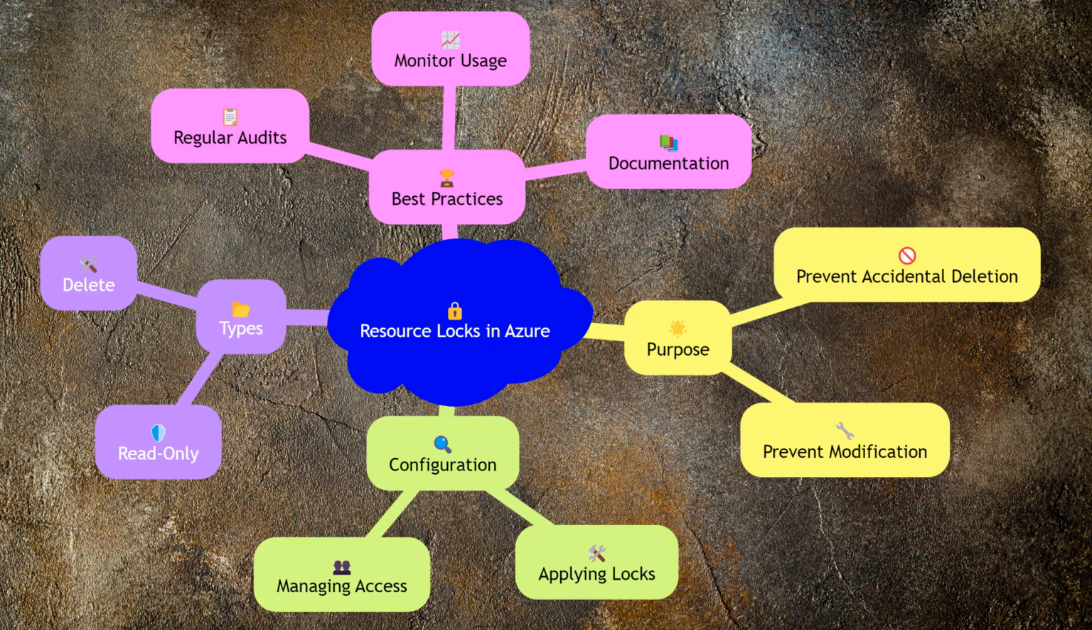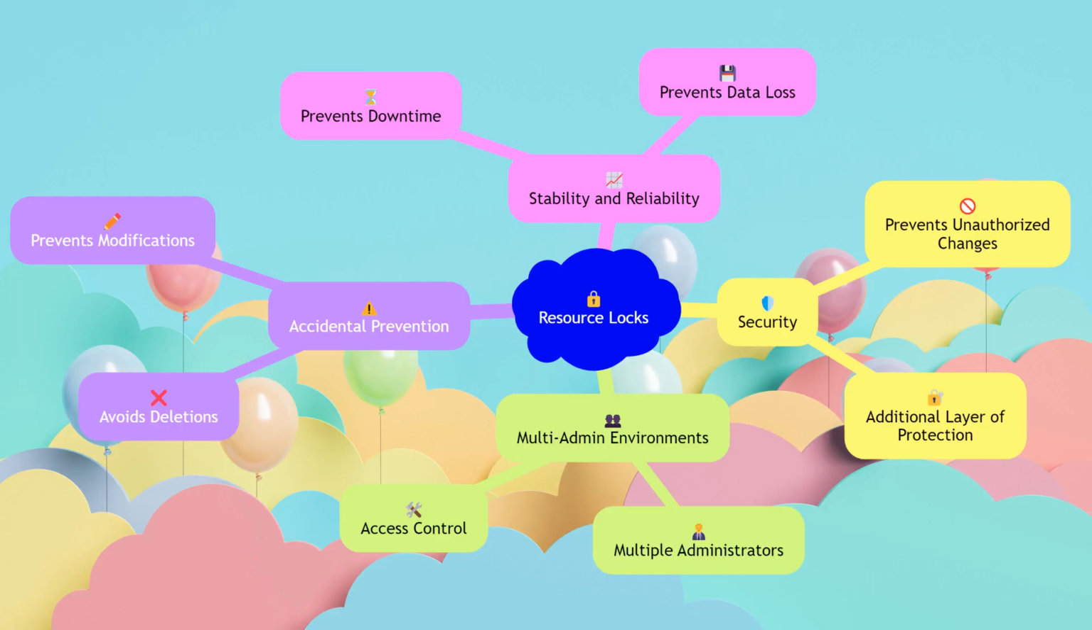Resource locks are essential for maintaining the integrity of your Azure resources. They provide an additional layer of security by preventing unauthorized changes. This is particularly important in environments where multiple administrators have access to the same resources. By using resource locks, you can avoid accidental deletions or modifications that could lead to downtime or data loss, ensuring the stability and reliability of your services.